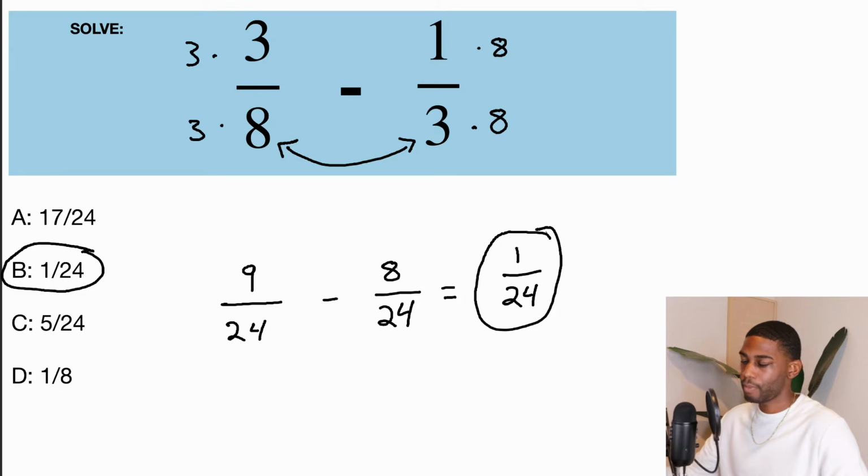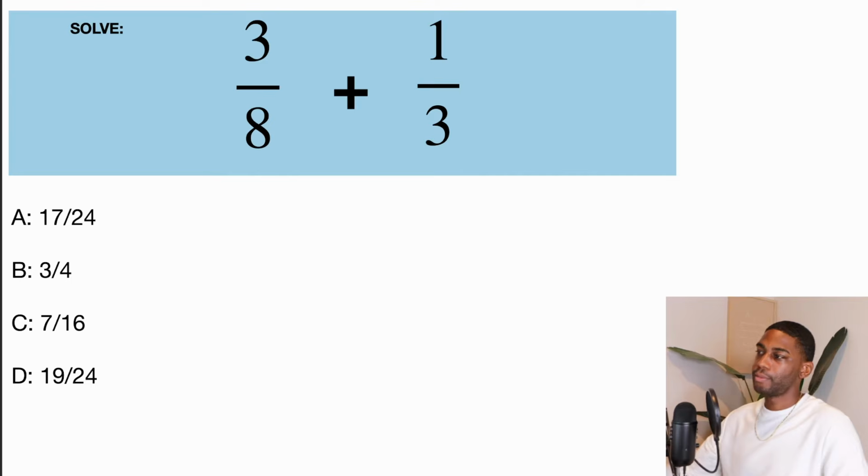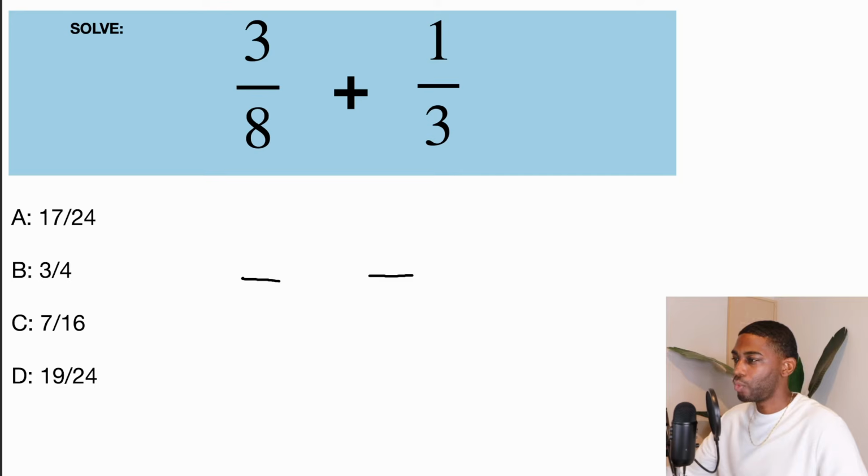Okay? Let me go ahead and clear this off the screen so that way we can try another one. Okay. So very similar. 3 over 8 plus 1 over 3. So instead of subtracting, we're actually adding. Okay. So we know that the common denominator between both 8 and 3, because we just did it, right? We multiplied by each other. It was 24.